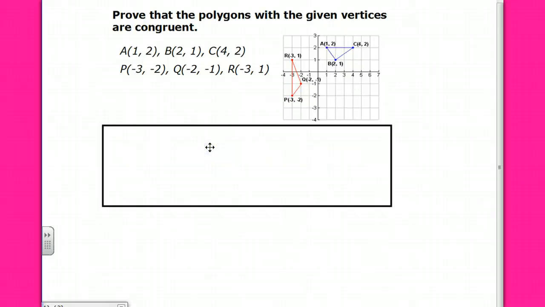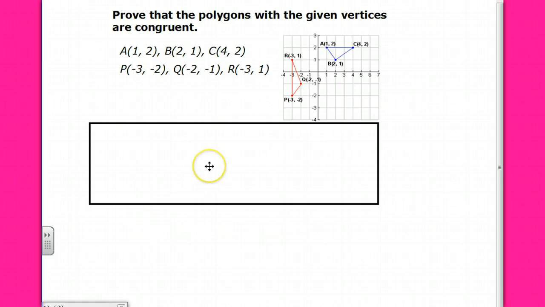Okay, how about here? Prove these polygons with the vertices are congruent. So here we have them already plotted for you. So what is the transformation that allows the blue triangle to become the red triangle? Can you figure out the math behind that? Pause the video and try it and come on back.